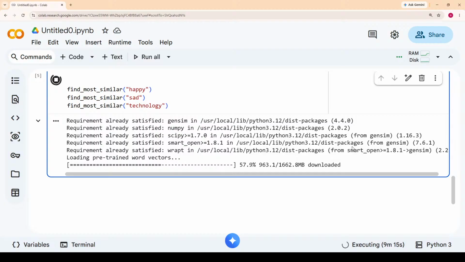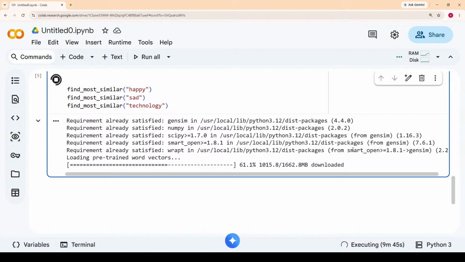What is NumPy? It is used for numerical computations. What is a pre-trained model? It is an already trained model. In this experiment, we have used Word2Vec Google News 300 as a pre-trained model, because it has 300-dimensional vectors. API load means it will load the model.